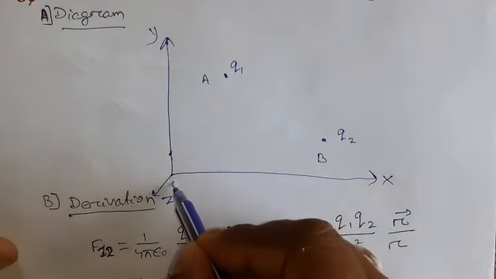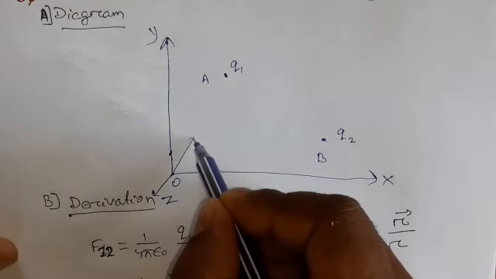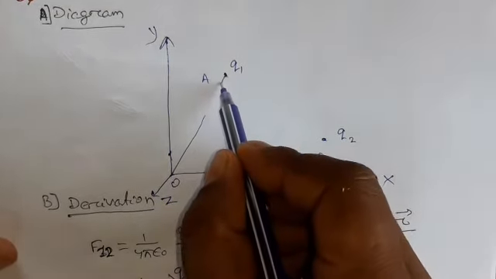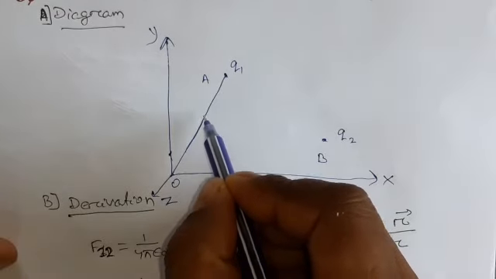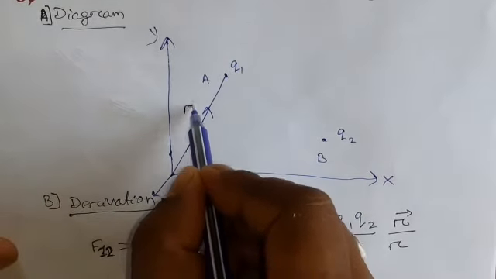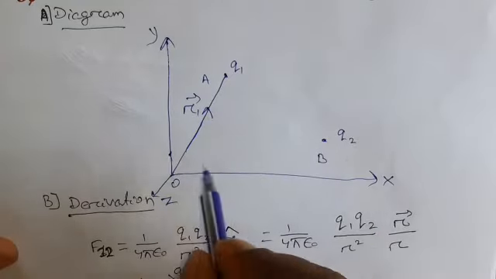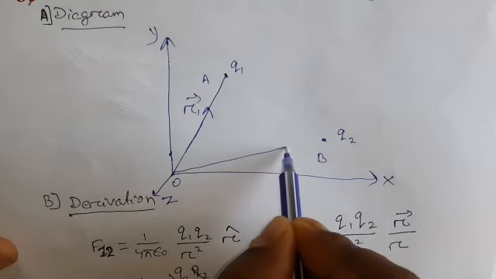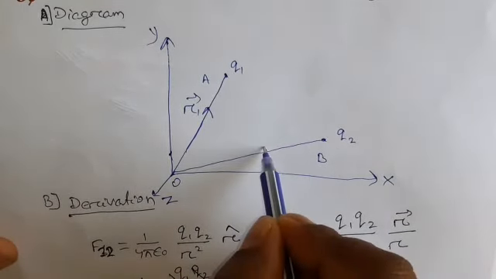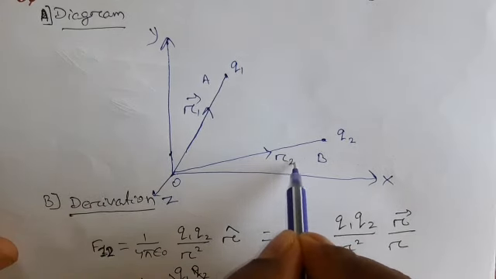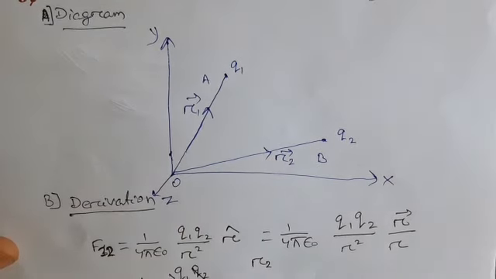So I will draw the position vector here, same process. I will draw the position vector, okay, this is R1 vector, and I will draw the position vector of Q2, this is R2 vector, okay.